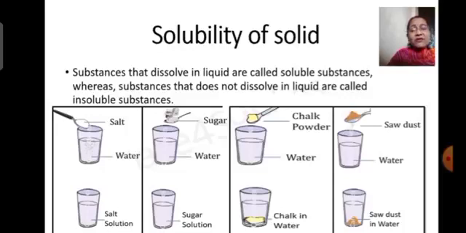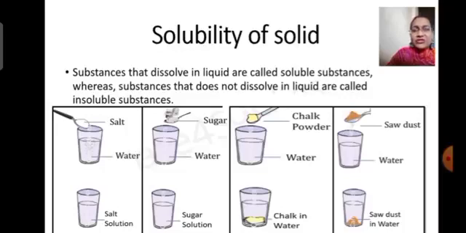Substances or materials that can be easily dissolved in liquid upon stirring are called soluble substances, whereas substances that cannot dissolve no matter how much we stir them in liquid are called insoluble substances. If we add salt and sugar in water, they dissolve in water easily. Here, sugar and salt are soluble substances as they dissolve in water.